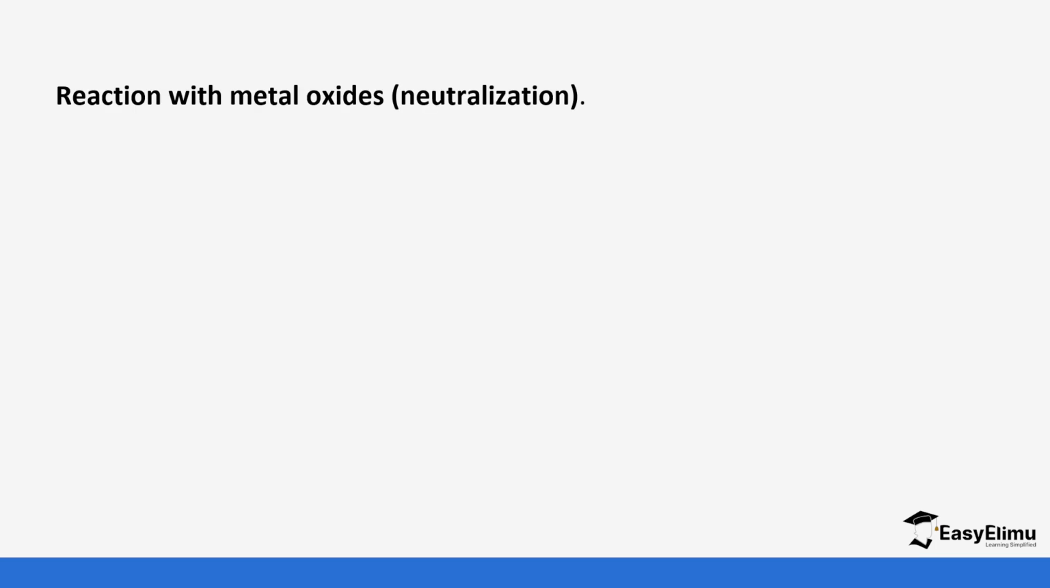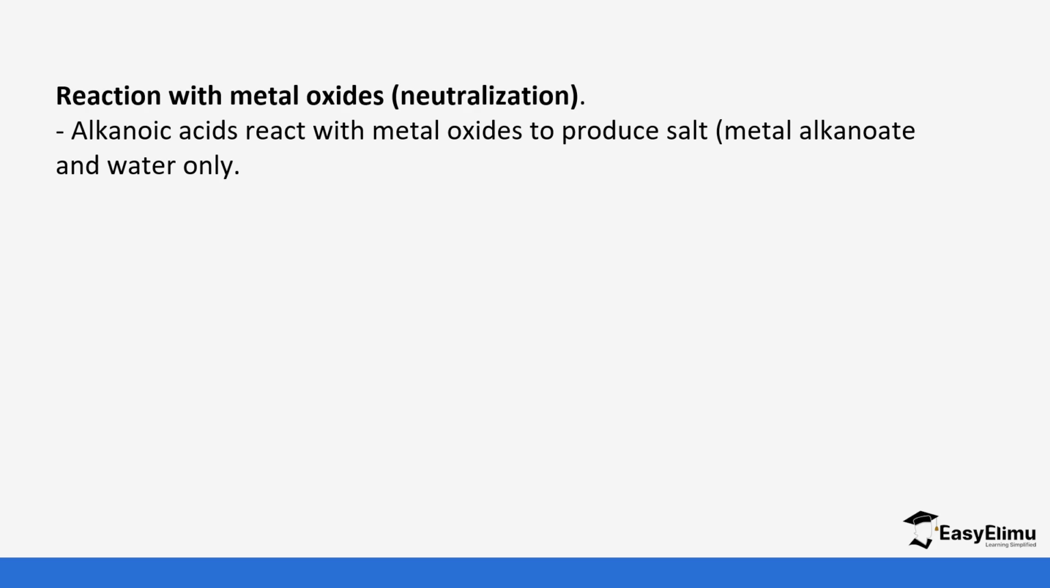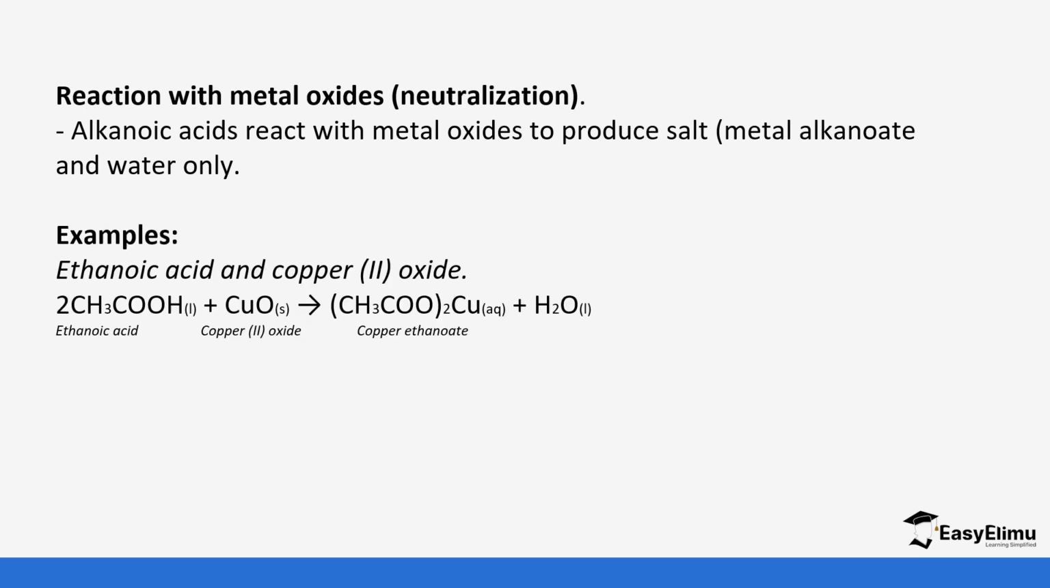So alkanoic acids as well react with metal oxides, and they also form salt and water like a typical acid, which is also a neutralization reaction, but the salt is referred to as alkanoate. So for example, if you react ethanoic acid with copper(II) oxide, the copper ions displace the hydrogen ions to form copper ethanoate. Don't forget to balance because the valency for copper is 2, or oxidation number. So it becomes this way. Balancing is important, then plus water.